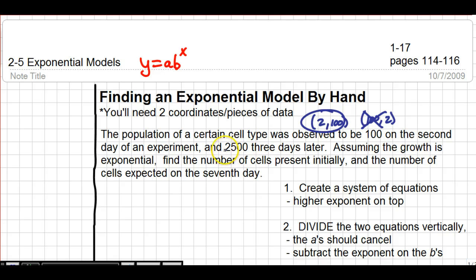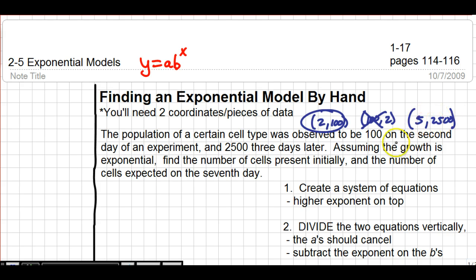Be careful here. There's 2,500 3 days later. Common mistake there is for kids to say 3, 2,500. Be careful because it's 3 days later. It's actually 2,500. Write it over here. 2,500, 5. Because 3 days later after the first 2, that's 5 days later. So those are our 2 pieces of data.